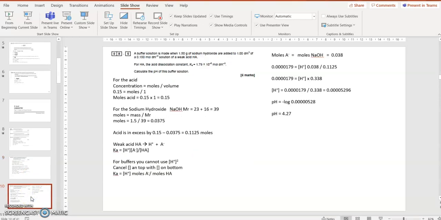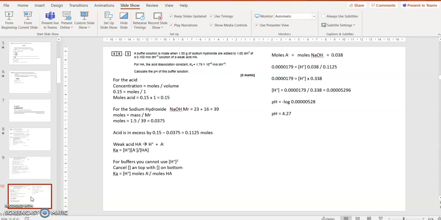A buffer solution is made when 1.5 grams of sodium hydroxide are added to 1 decimetre cubed of 0.15 mole per decimetre cubed of a weak acid. So the first thing you've got to do is work out the number of moles of acid. How do I know that? Because I've been given a volume and a concentration. So concentration is moles divided by volume.